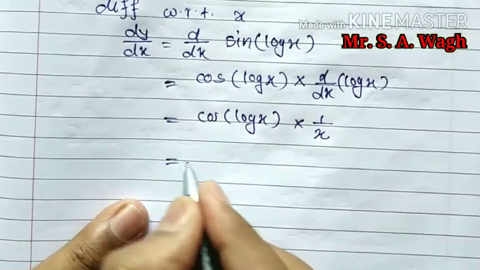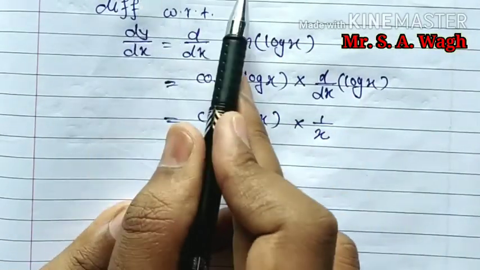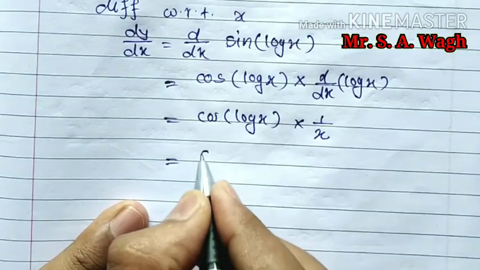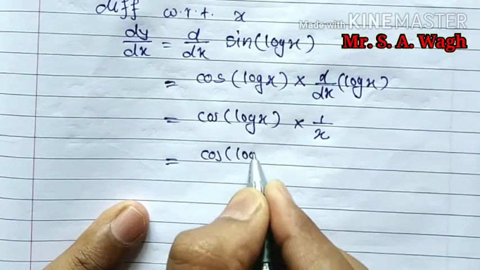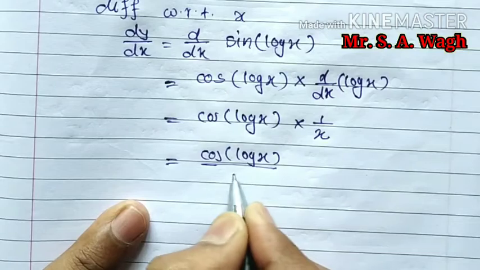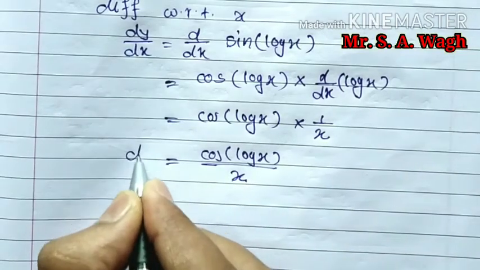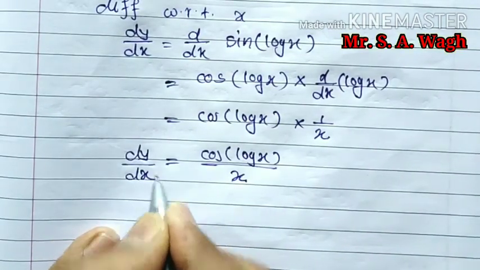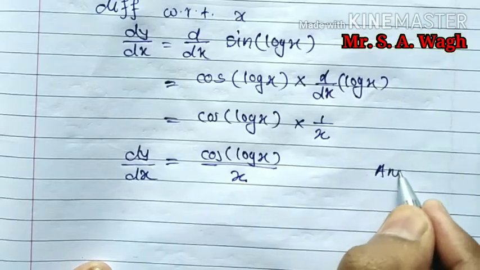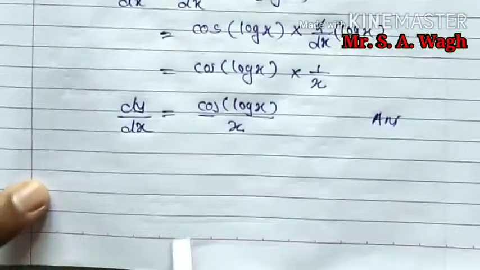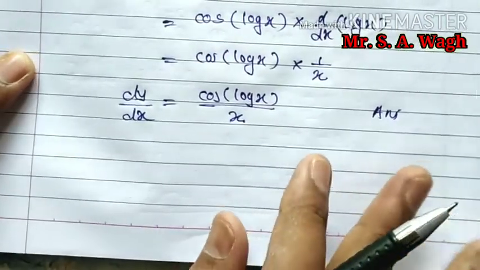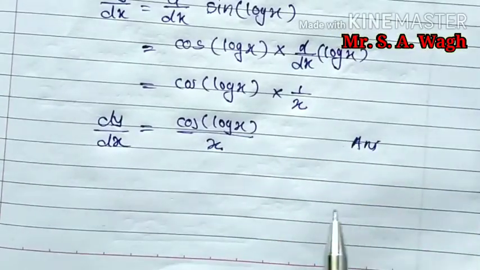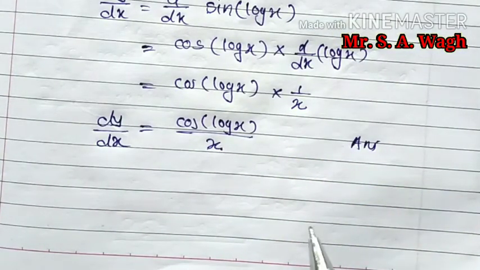This completes the total differentiation of your function y equal to sine of log x. So the answer is cos of log of x divided by x. This is your required derivative of the function, and this completes the answer. I hope you have a clear idea about the derivative of a composite function. We will see some more examples of differentiation.